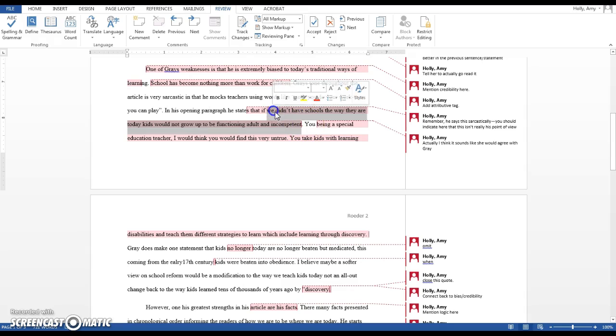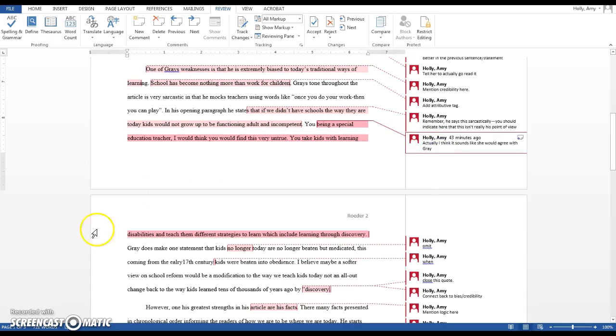This is actually not what he thinks. Remember, this is from the part of the article where he's being really sarcastic, and what he actually says is, perhaps if we didn't have schools the way they are today, kids would not grow up to be functioning adults. Perhaps, but that's not actually his point of view. He's saying that sarcastically to kind of call out the alternative point of view.